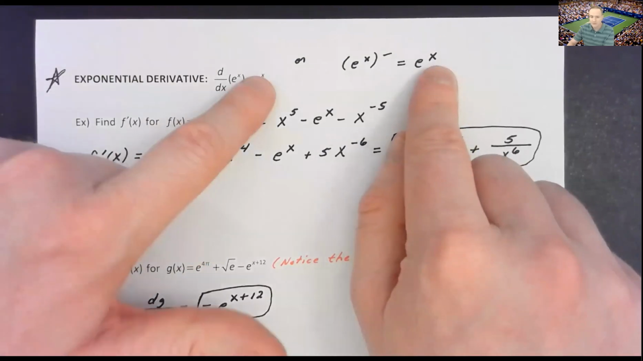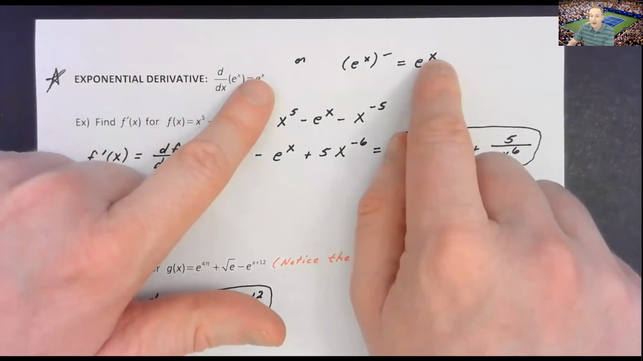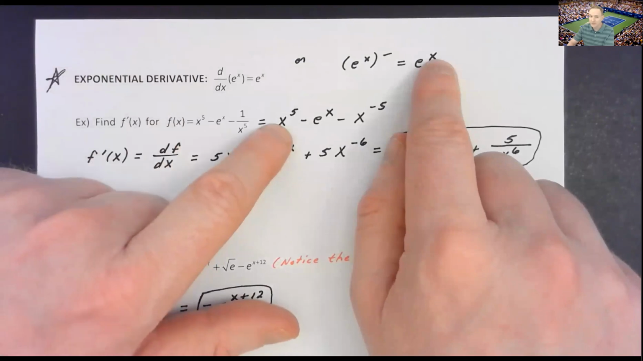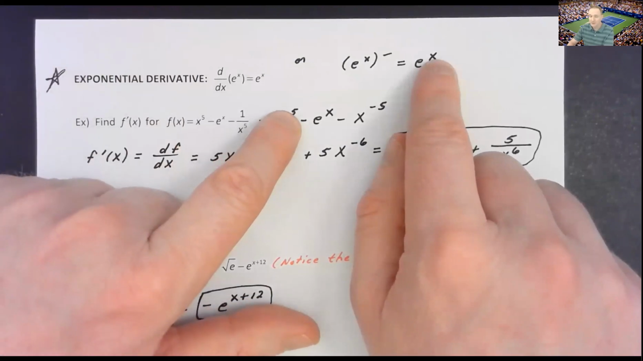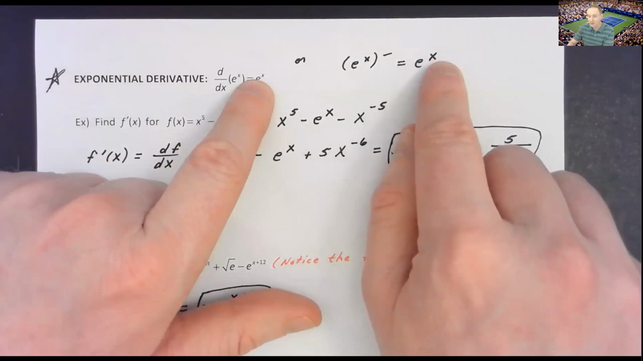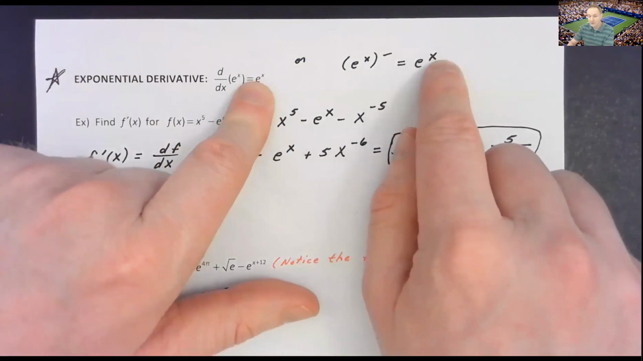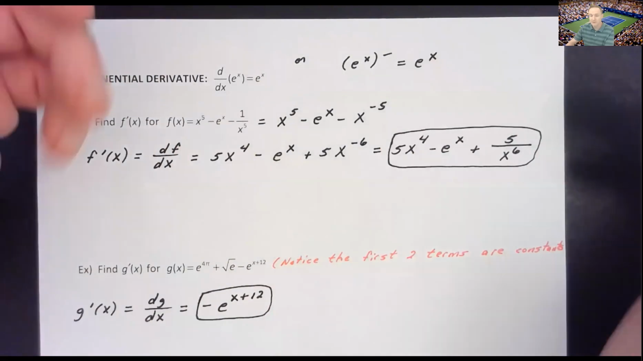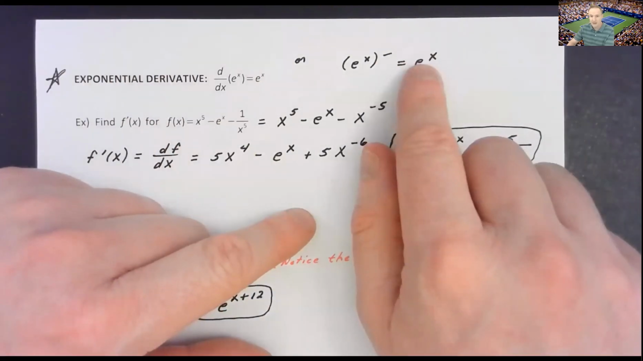Please don't get this confused with the power rule. Power rules are when you have variable bases, constant exponents. Exponential functions have constant bases, variable exponents. And we're saying their derivative is just themselves. So the derivative of e to the x is e to the x.